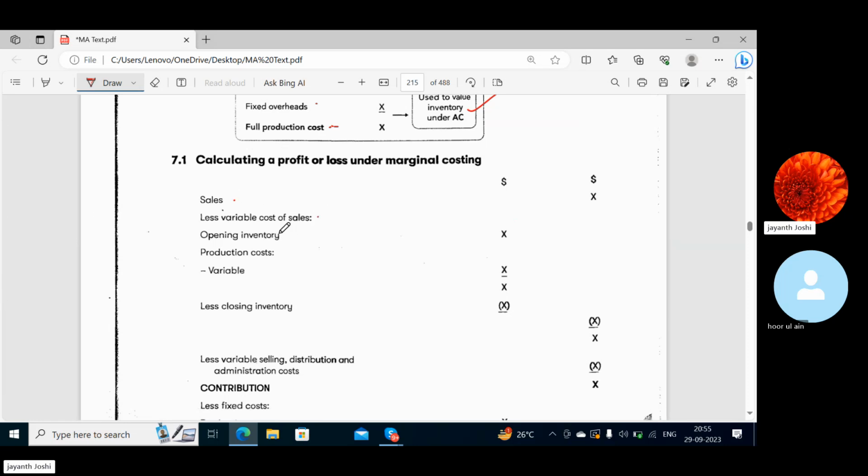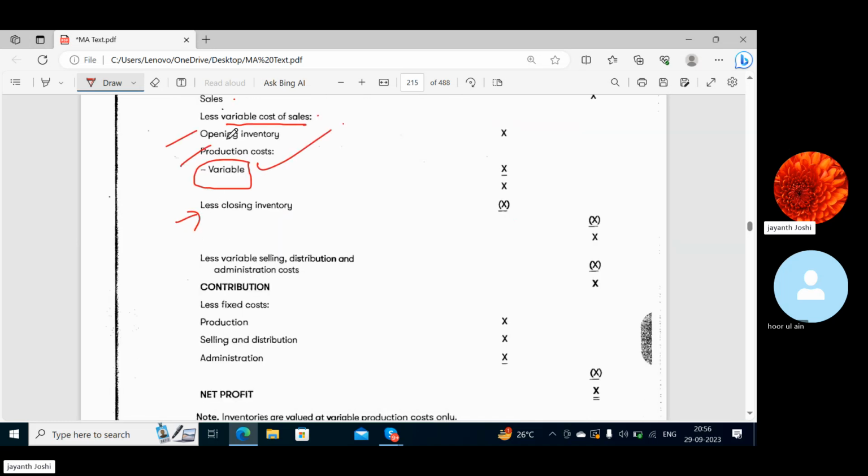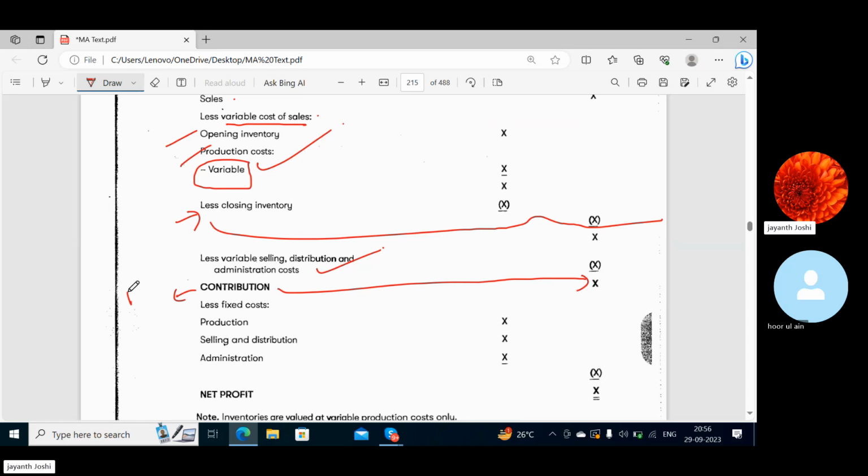There's a format here for marginal costing. Sales less variable cost of sales. Cost of sales, you know how to calculate, right? So sales less variable cost of sales, you'll be taking opening inventory, production cost, but only variable production cost, no fixed production cost. Please understand, less inventory, then this is what goes under product cost. Okay. Then these are period cost like variable selling, distribution, administration cost. Then you get contribution. What do you get? Contribution. Contribution is also called profit before interest and tax, PBIT, or operating income.